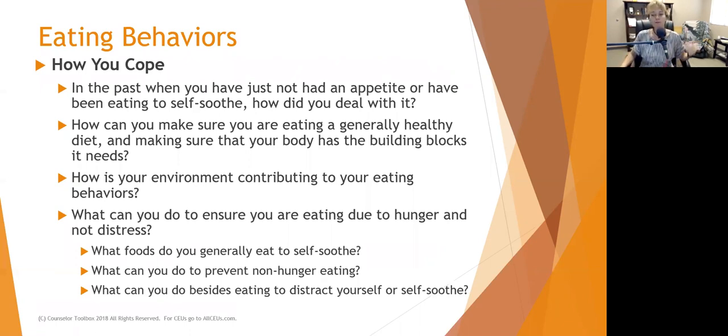And what can you do besides eating to distract yourself or self-soothe? We go back to the DBT acronyms of ACCEPTS and IMPROVE to help people figure out alternate things they can do when they're feeling like they want to eat, but they're not hungry. And again, they can unhook from that feeling by saying, I am feeling like I want to eat right now. I did that last night.